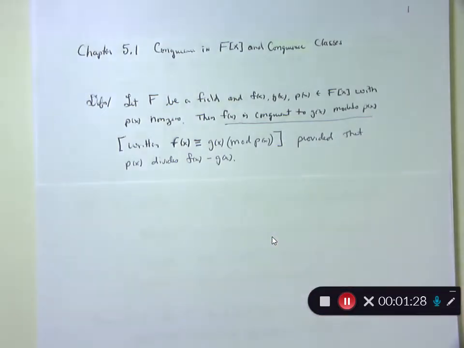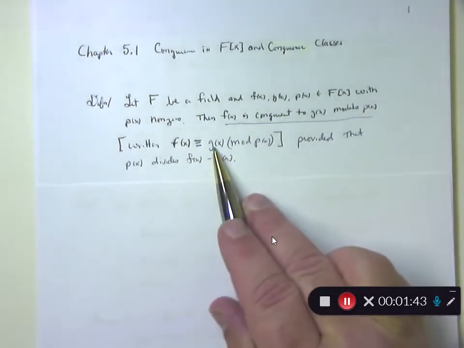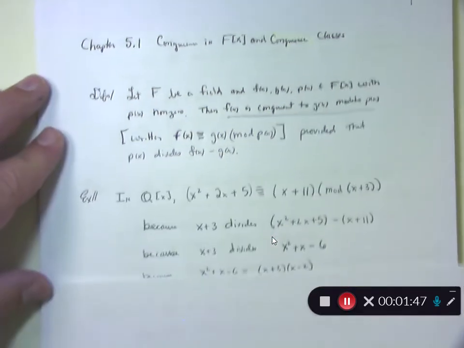So it's the same thing as what we did with integers in the modulo n world. a was congruent to b mod n, where a, b, and n were integers, provided that n was not 0 and n divides a minus b. Here, p of x divides f of x minus g of x. Same concept here. So let me throw an example your way.